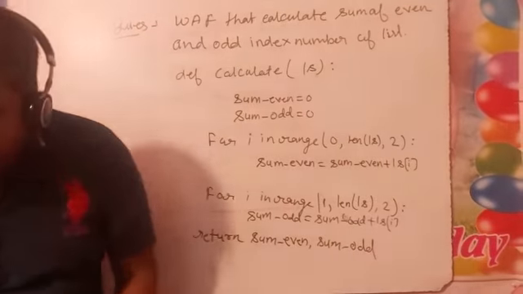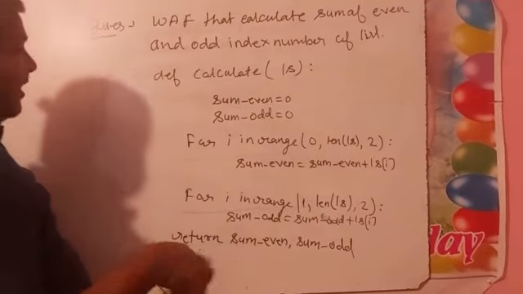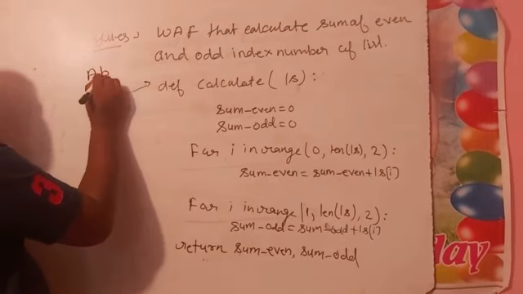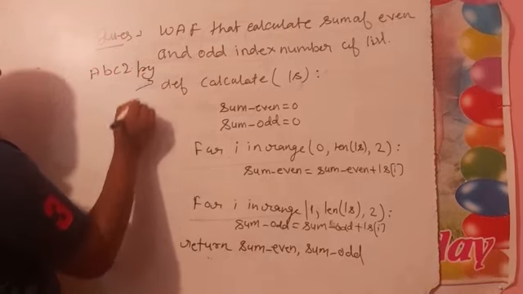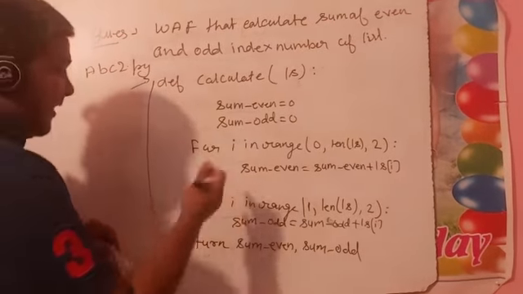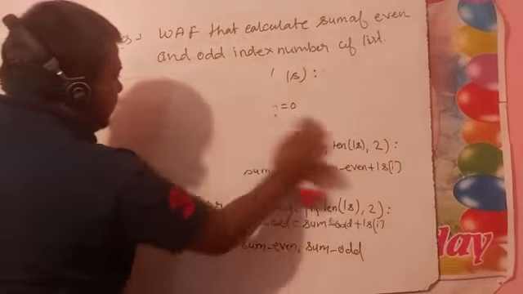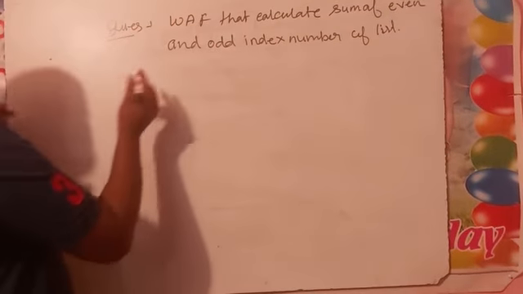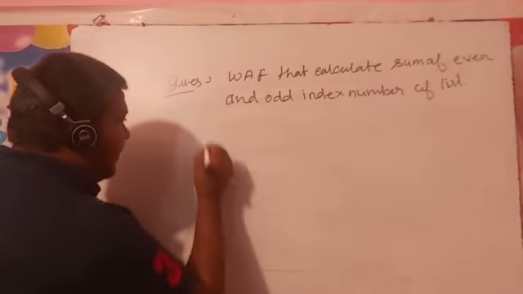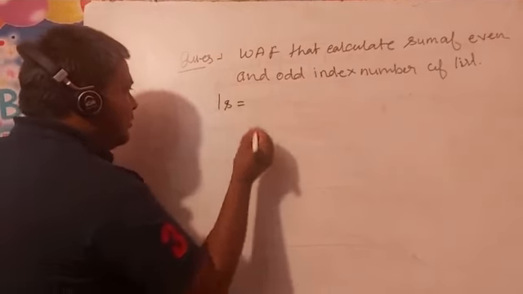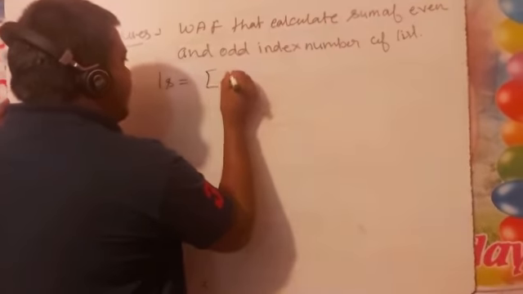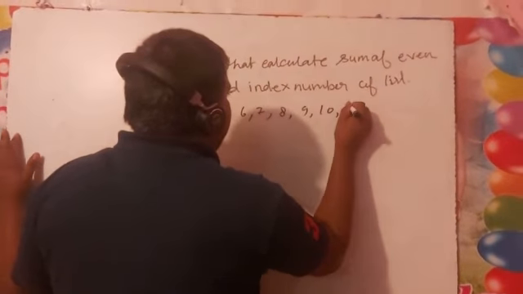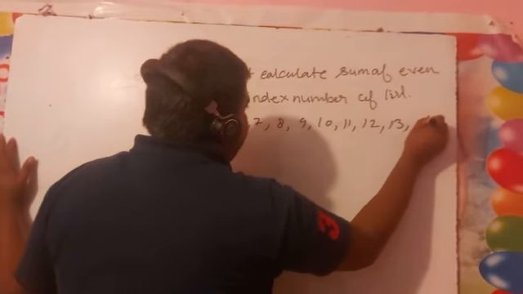Now I will implement it in the program for executing. So I will start writing from here in the file named abc2.py. First I will write that much code. After writing this, I will create one list after the function. From here I will create ls is equal to some random numbers: 4, 6, 7, 8, 9, 10, 11, 12, 13, 14, like that.